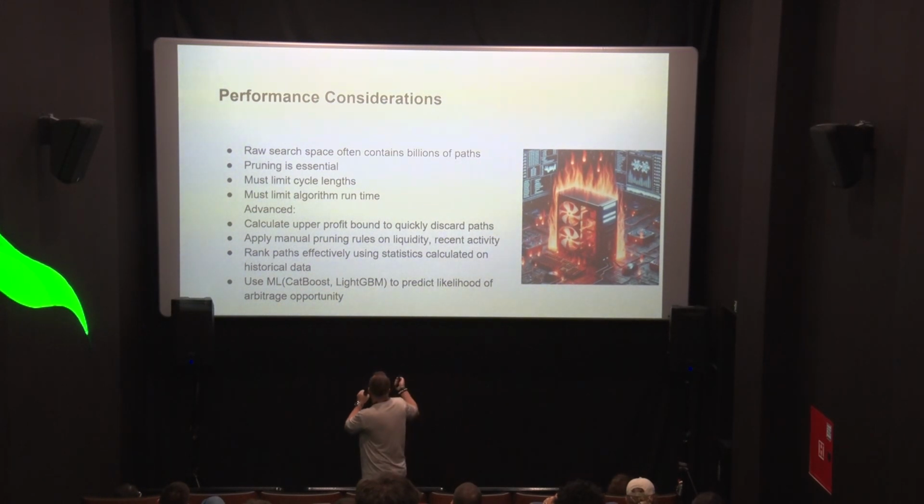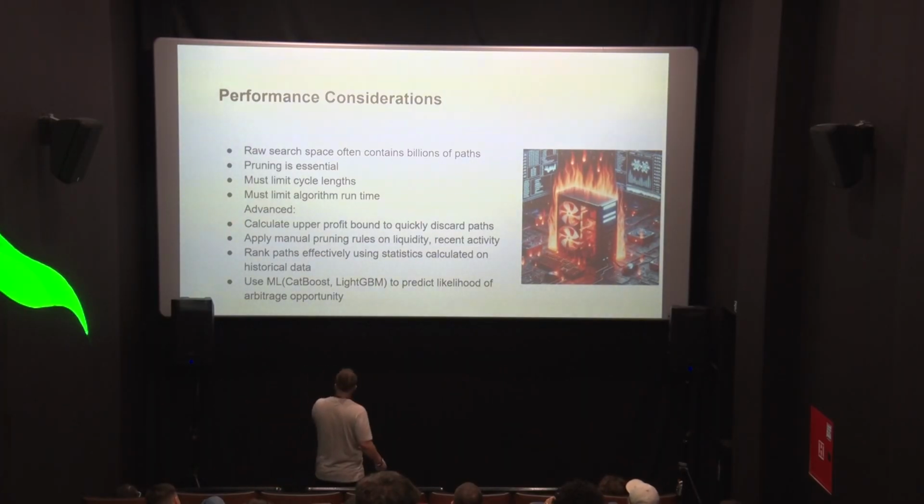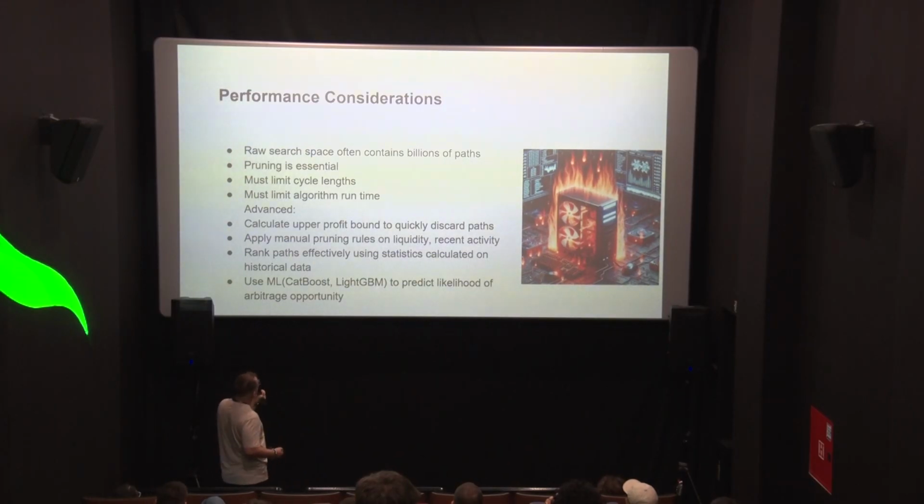We can apply some manual rules that will discard some paths using historical statistics, for example, liquidity statistics and recent activity statistics. And since I am a machine learning expert, I would naturally suggest to use machine learning here. We can apply some high performance models and try to predict something like the existence of arbitrage opportunity given such update. And we can prioritize these paths using the output of this model.